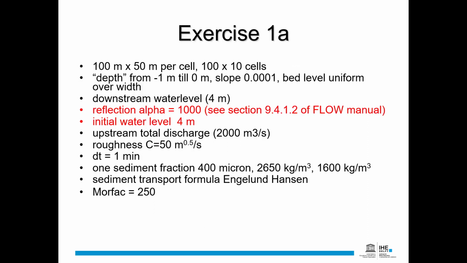For the first exercise, we want to make a very simple canal which has 100 by 10 cells, and each cell is 100 meters by 50 meters in width. The depth will go from -1 meter to 0 meter, so a very mild slope, and the bed level is uniform over the width. I need to remind you here that in Quickin, -1 meter means 1 meter above the datum, which is 0 in this case.